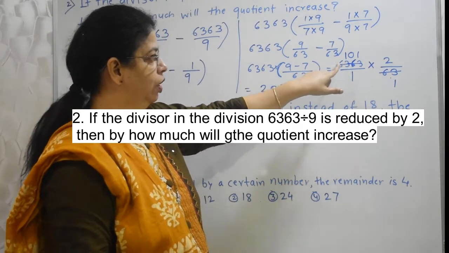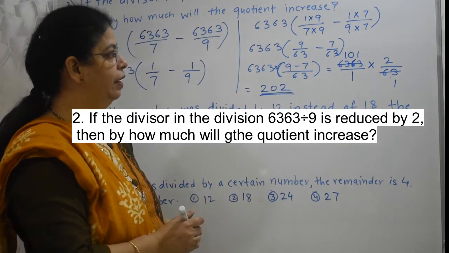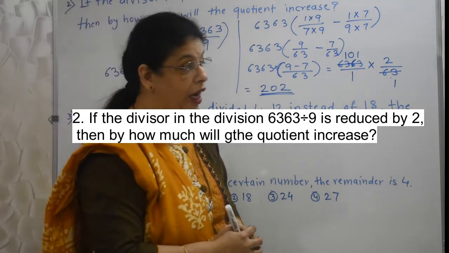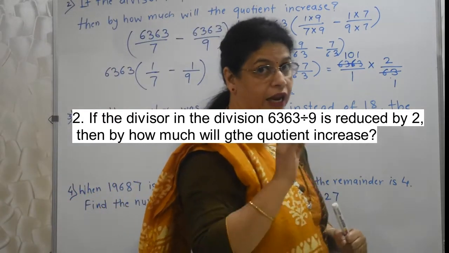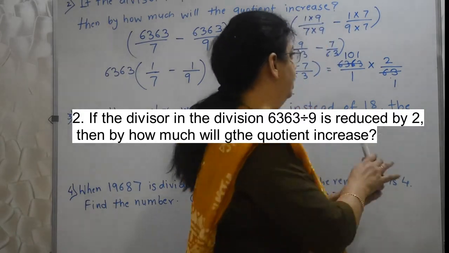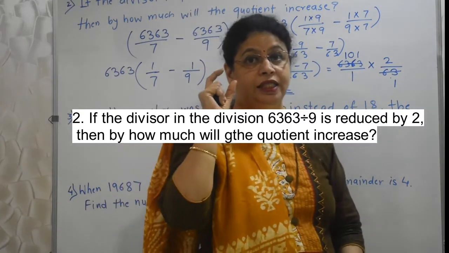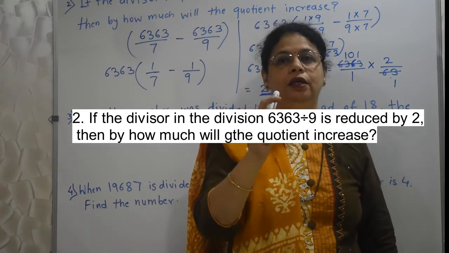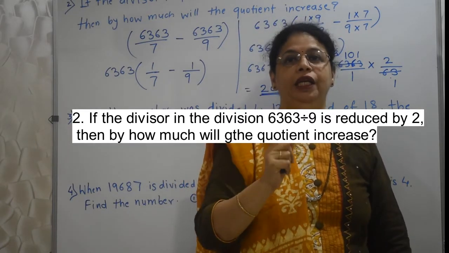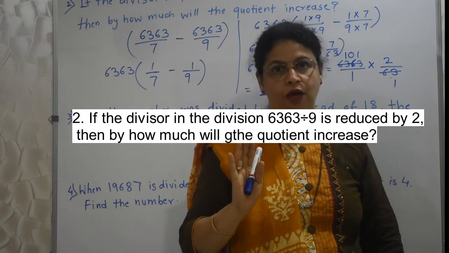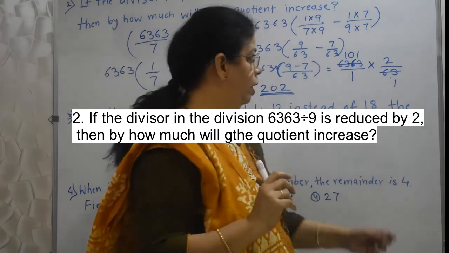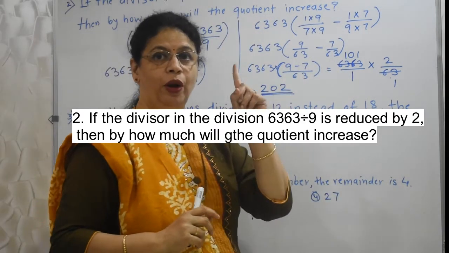So the answer is 6363 into 2 upon 63. Then I did the division, 6363 divided by 63. Be careful, it is not 11. It is not 63. 63 ones are 63. That 0 in the middle is the turning point. Many students make a mistake there. So please be careful, students. Every time we can take only one digit.